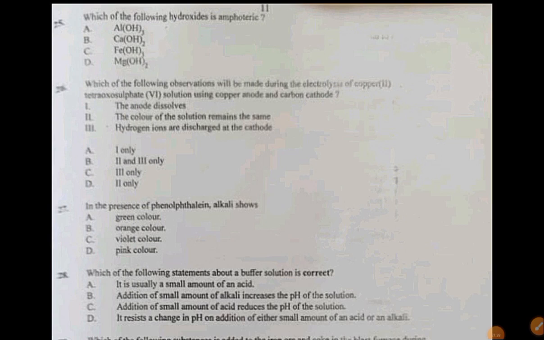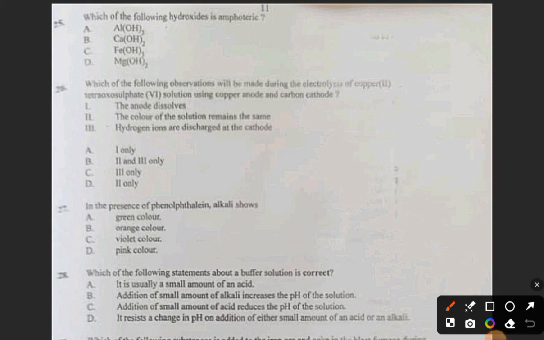In 25, which of the following hydroxides is amphoteric? So the one which is amphoteric is aluminum hydroxide. 25 is A.